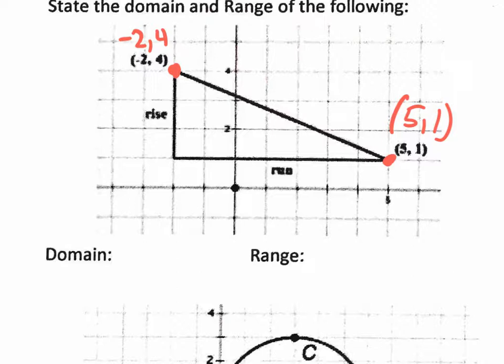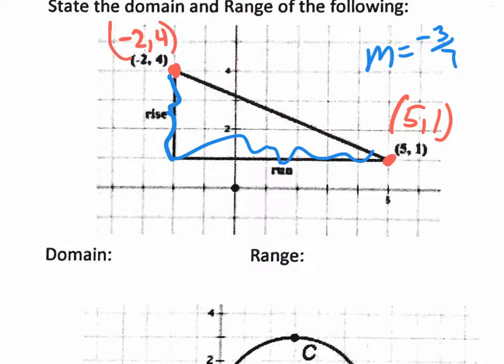Hopefully you guys remember endpoints from geometry. And then the rise and the run, they're just showing you what the slope is, right? So the rise is technically -3, and the run is 1, 2, 3, 4, 5, 6, 7. So the slope on this line, even though they're not asking for it, is -3/7. If you were to use the slope formula, with the coordinate -2, 4 as x1, y1, and 5, 1 as x2, y2, you'd be able to get that slope -3/7. But that's not what's important here. What's important here is that we recognize how to state the domain and the range.